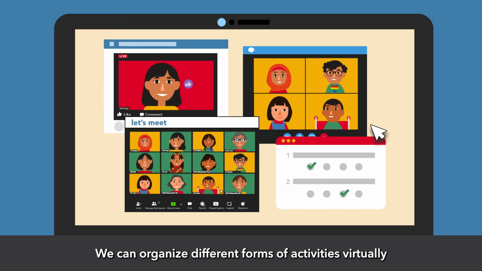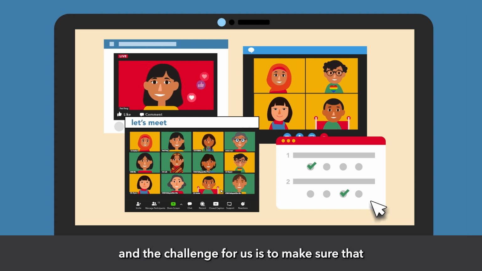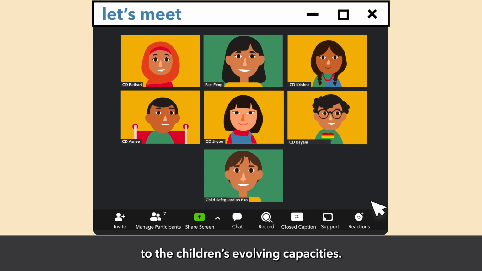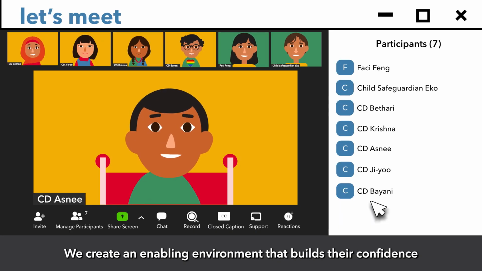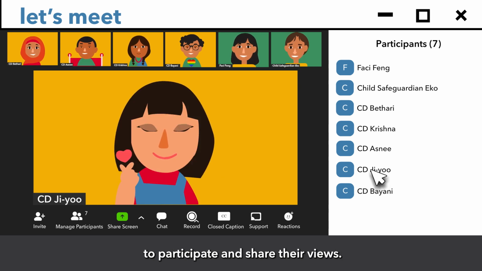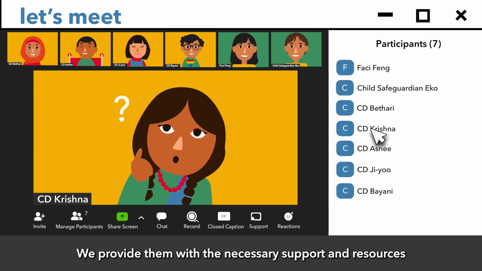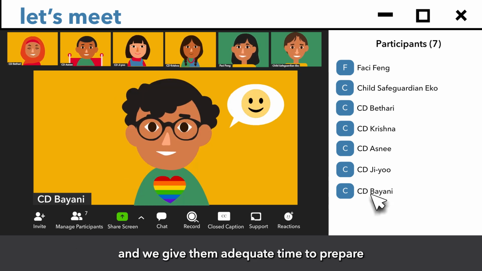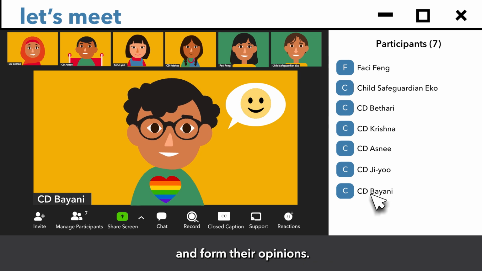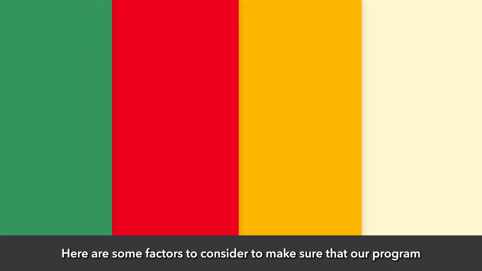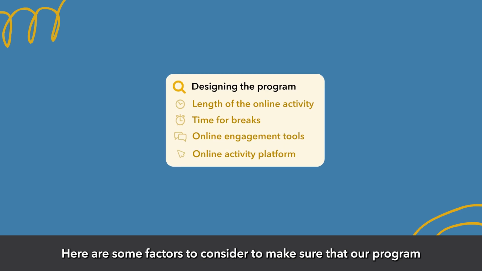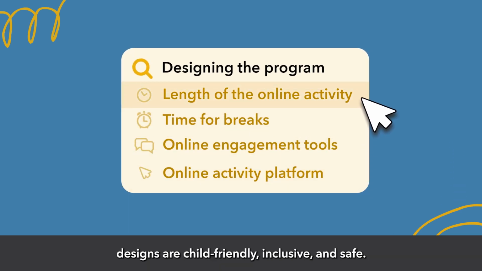We can organize different forms of activities virtually, and the challenge for us is to make sure that we adapt our working methods according to the children's evolving capacities. We create an enabling environment that builds their confidence to participate and share their views. We provide them with the necessary support and resources, and we give them adequate time to prepare and form their opinions. Here are some factors to consider to make sure that our program designs are child-friendly, inclusive, and safe.